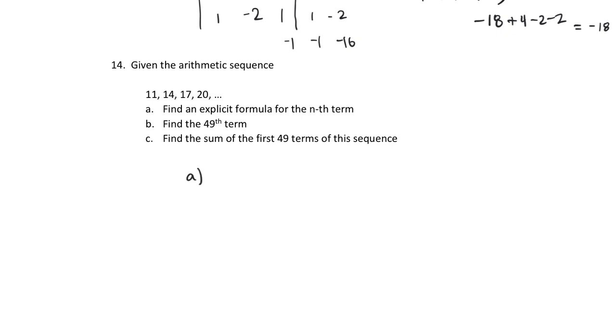So for part A, the explicit formula for an arithmetic sequence is first term plus n minus 1 multiplied by the common difference. So here the common difference is d equals 3. A sub 1 is 11. So we plug in 11 for a sub 1 and 3 for d. We could distribute.